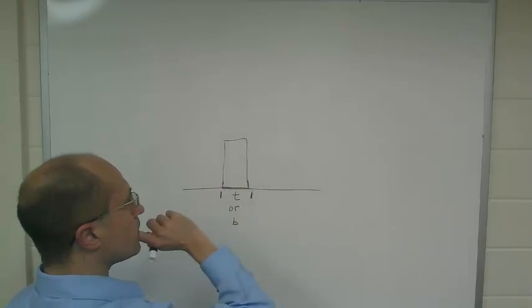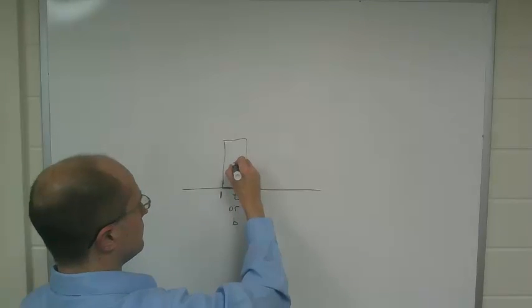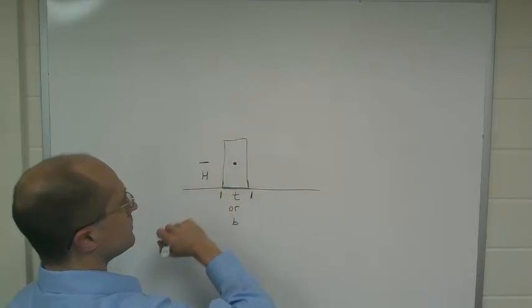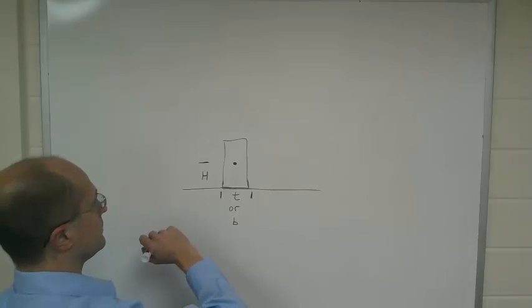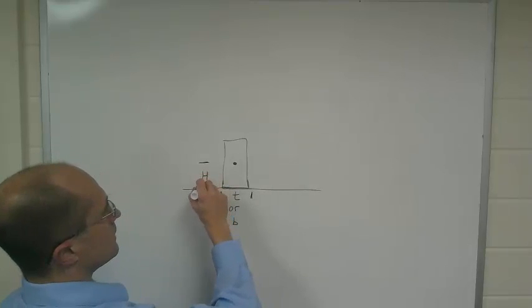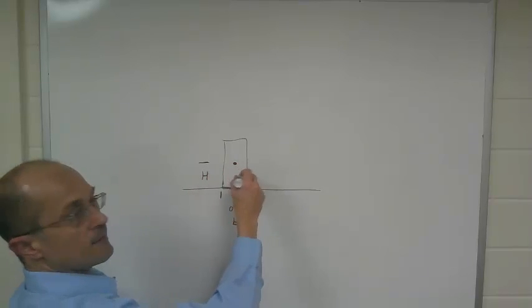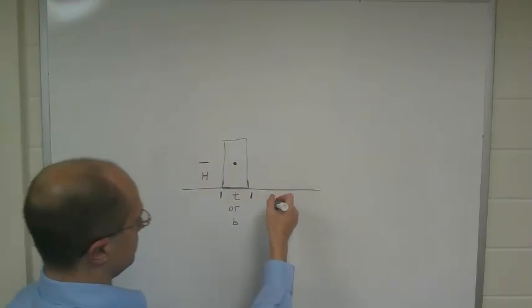Now the other thing that we're interested in for stability is the center of gravity. And the center of gravity sits some h above the ground. This shouldn't be confused with the total height of the object. It's the height that the center of gravity is above the ground.